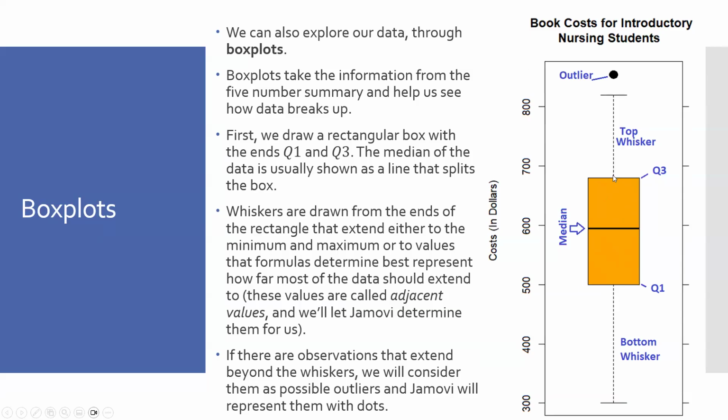And then we take what we call whiskers, and they're drawn at the ends of the rectangle and extend either to the minimum, maximum, or, if there happen to be values that are a little bit weird, ones called outliers. There are formulas out there that represent how far data should extend. We'll take it to the value that's the most safe without feeling like it's too much of an oddball. These are called adjacent values. Don't have to worry about it too much. Jamovi will do the work, creating a top whisker and a bottom whisker. If there are any observations that extend beyond the whiskers, we'll consider them possible outliers, and Jamovi will represent them with dots like so.